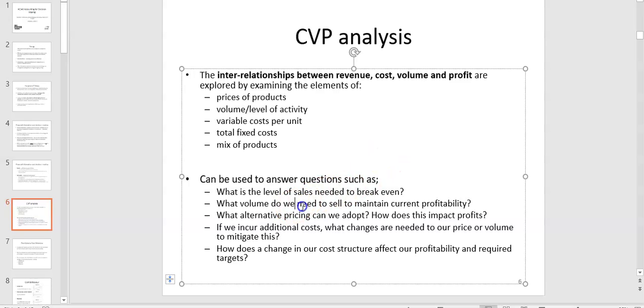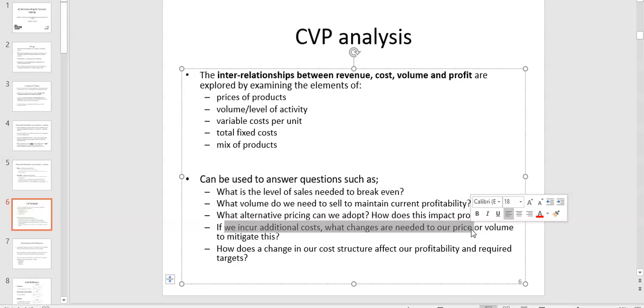What volume do we need to sell to maintain current profitability? So if we want to maintain profits at the current level, what volume do we need to sell next year, taking account of price changes or cost changes? Can we change our pricing structure? And how will that impact our profits? For example, if we incur additional costs, what changes do we need to our price or volume to mitigate this? So it's a very practical thing. For example, if we want to bring on another salesperson, how much extra sales do they have to make so that they cover their costs? A very practical thing.